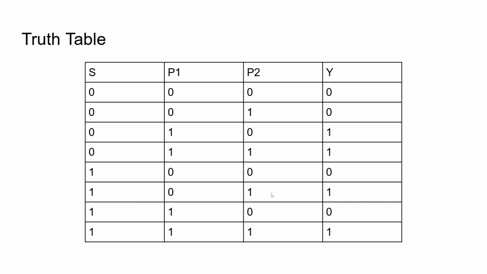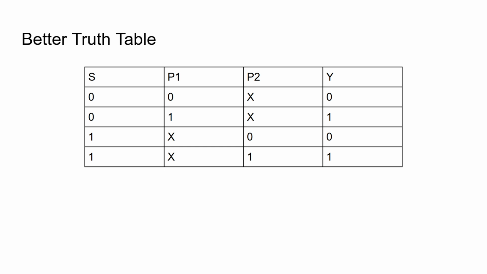The important thing to notice here is that when S is equal to 0, the value of P2 has no impact on Y. And when S equals 1, the value of P1 has no impact on Y. Knowing this, we can make the truth table a bit more compact. The X's in the truth table represent don't cares, which means that regardless of the value, the output stays the same. This essentially condenses two rows of the truth table into one. Rather than writing out P2, 0, and 1 when the output doesn't change, we can put an X here to represent that we don't care what the value of P2 is, the output is going to stay the same.